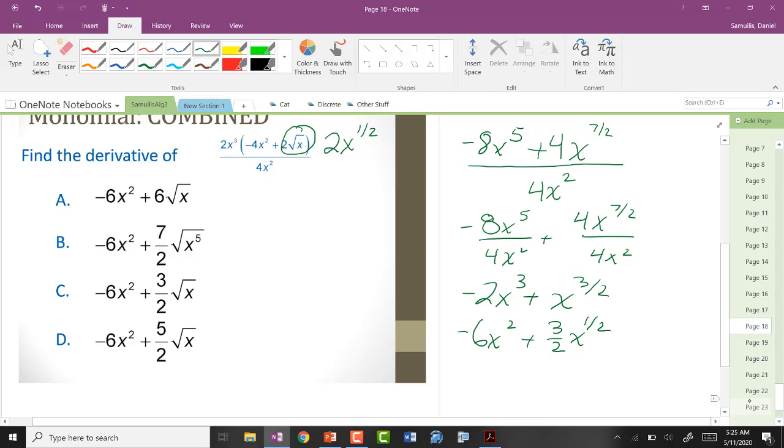Okay, so you're back. So once again, we're going to convert that into a rational exponent. So I get 2x to the 1/2. Then I'm going to distribute the 2x to the third. I end up with a negative 8x to the fifth plus 4x to the 7/2 over 4x squared. Divide each of those, and when I divide it, I get this. And then I find the derivative of that guy. And so your answer should be C.